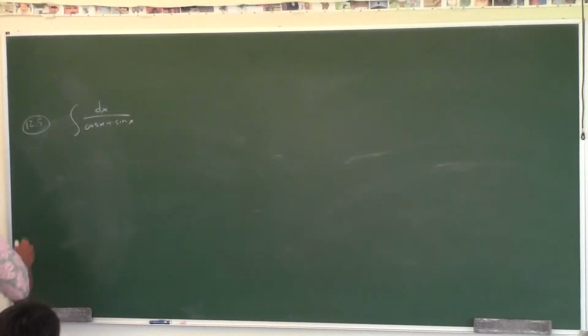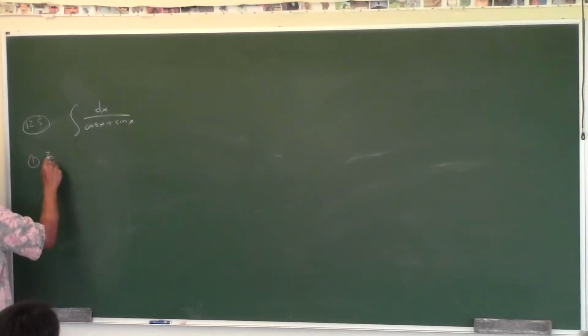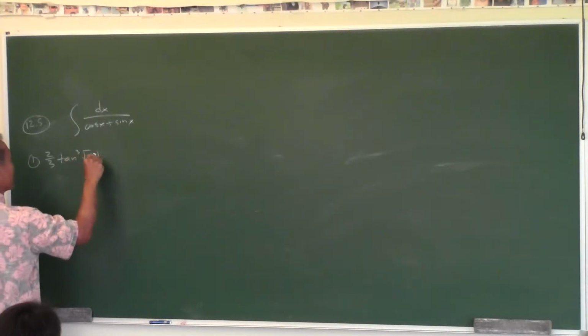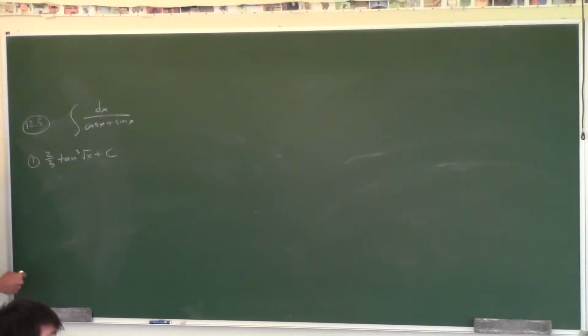2/3 tangent cubed root x, plus c. Everybody agree on that, Joe? Oh, I didn't get that, but it's probably wrong.